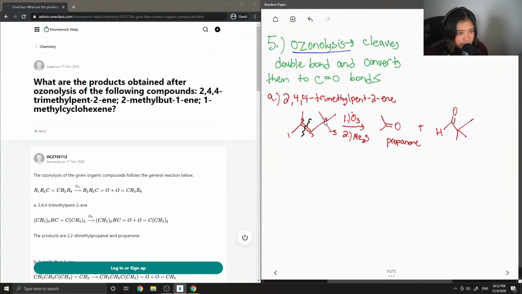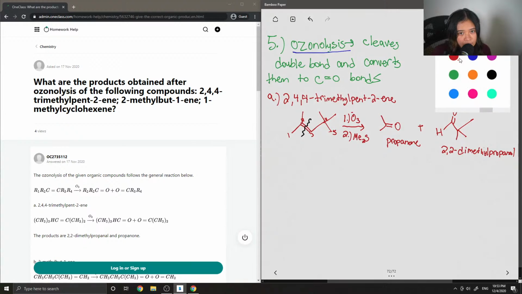So there's 1, 2, 3, 4, 5. Okay, so the name of this is 2,2-dimethylpropanal. Notice where I cleaved the double bond. This is where the newly formed carbonyl groups are placed.